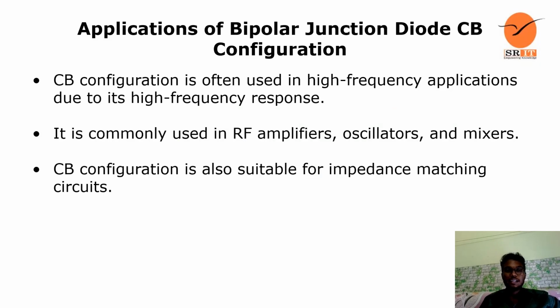Now we'll move on to the applications of bipolar junction diode CB configuration. CB configuration is often used in high frequency applications due to its high frequency response. It is commonly used in RF amplifiers, oscillators and mixers. CB configuration is also suitable for impedance matching circuits. So basically the CB configuration is required for amplifying the current.